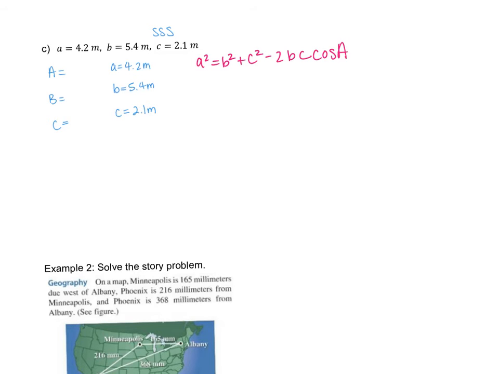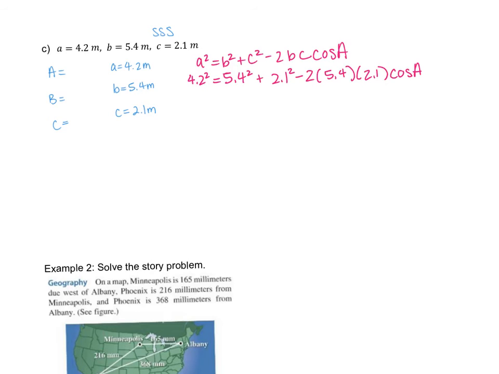Okay, so we're going to plug in what we know. We know little a, which is 4.2. We're going to need to square it. B is 5.4. That's going to be squared. C is 2.1. That's going to be squared. Times 2 times my B, which is 5.4. And my C is 2.1. And I don't know what my angle is.